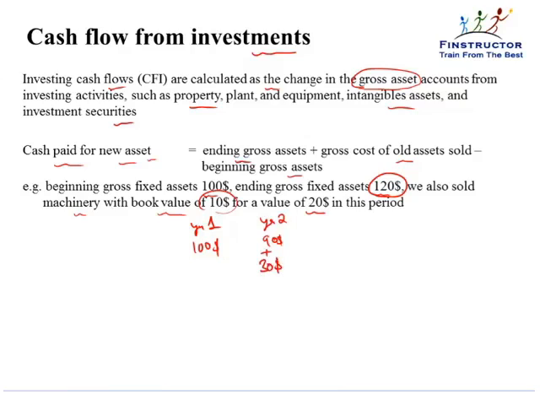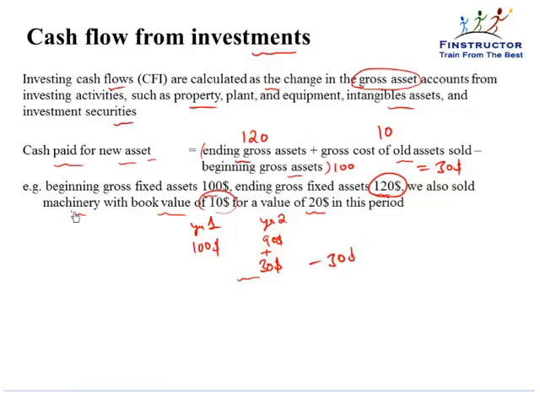$30. And that's what this formula also tells us, that the cash paid for the new asset is your ending gross assets plus the cost of old assets sold, that is $10 worth of old assets that we have sold, minus the beginning gross assets that are $100, which will give us $30. So that is the cash paid for new asset. You do not need to remember this formula. Given the data in the question, you would be able to solve it from basic logic as well, like we just did. So this will be a cash outflow from investments.